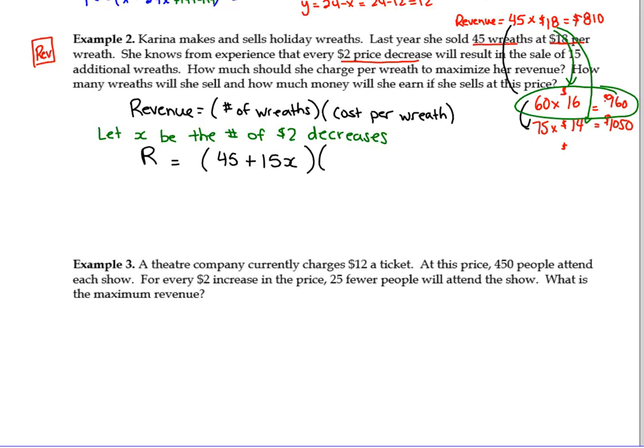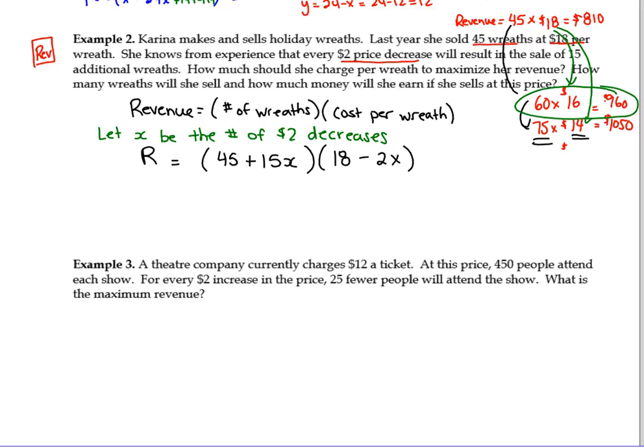And the cost was initially $18, and for each time we decrease the price by $2, it's going to go down by 2x. How many times we decrease by $2? Okay, let's see if that makes sense. If x was 1, I would get 60 times 16. Do you see that? If x was 2, I would get 45 plus 15 times 2, or 45 plus 30, which was 75. And if x was 2, 18 minus 2 times 2 becomes 14. Right? So that's how we're setting up our formula.